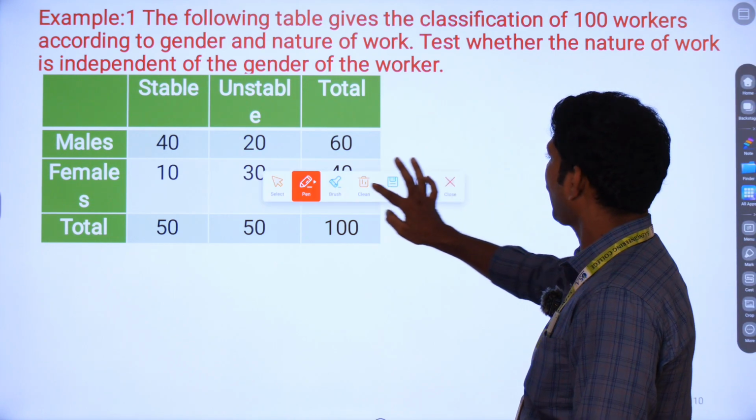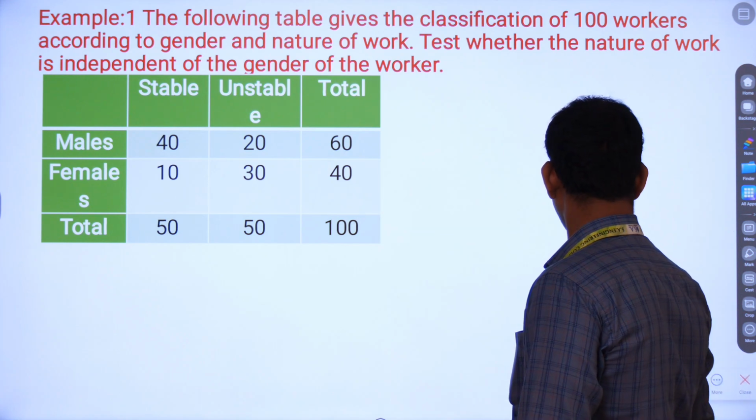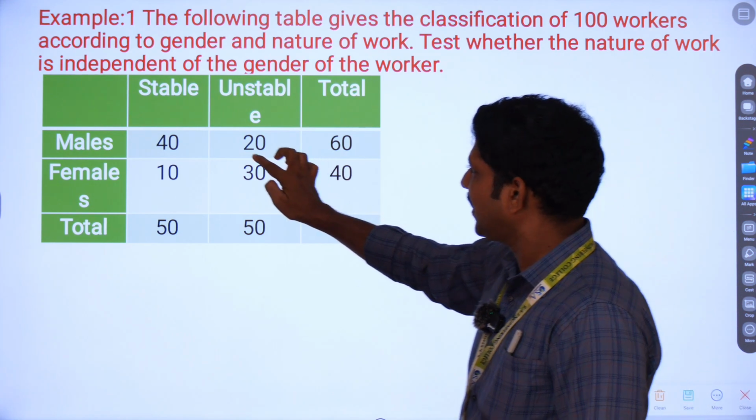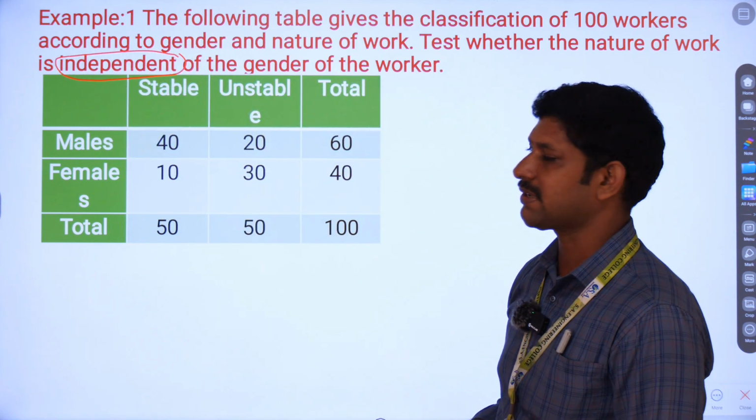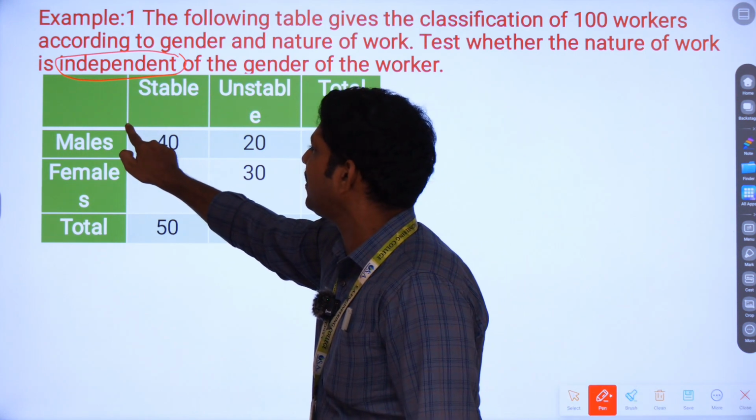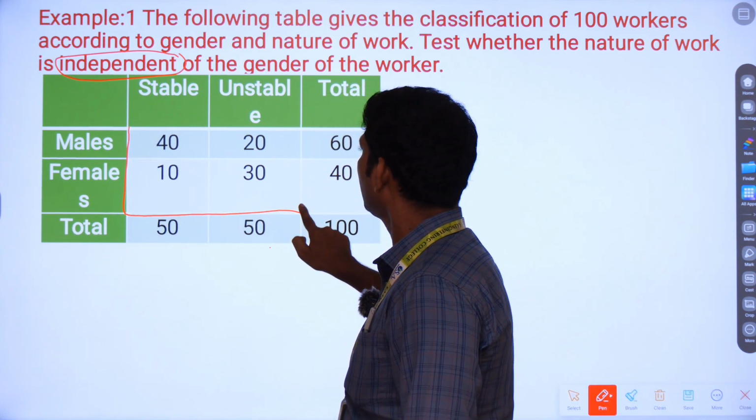Clearly, we can understand this by the word independent being given, which is an identification for the chi-square test. Another identification is that a 2 by 2 contingency table is given. This is a 2 by 2.